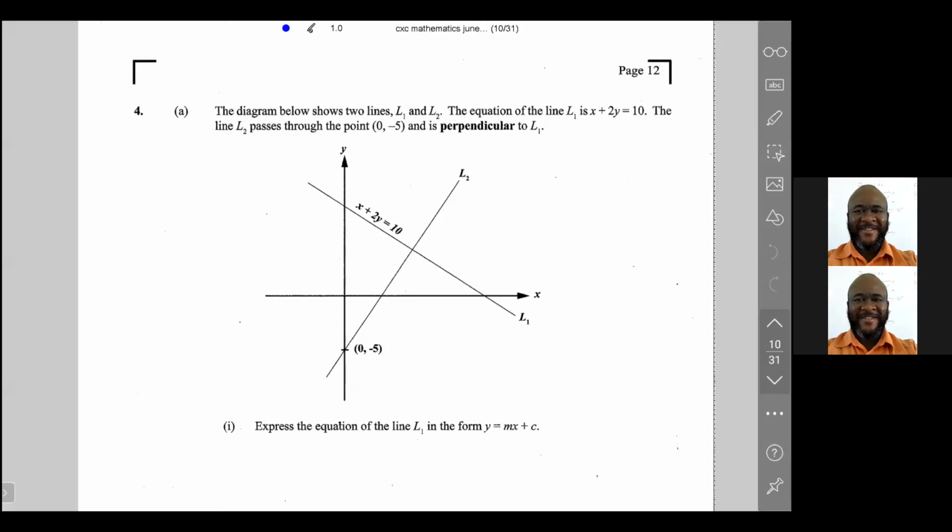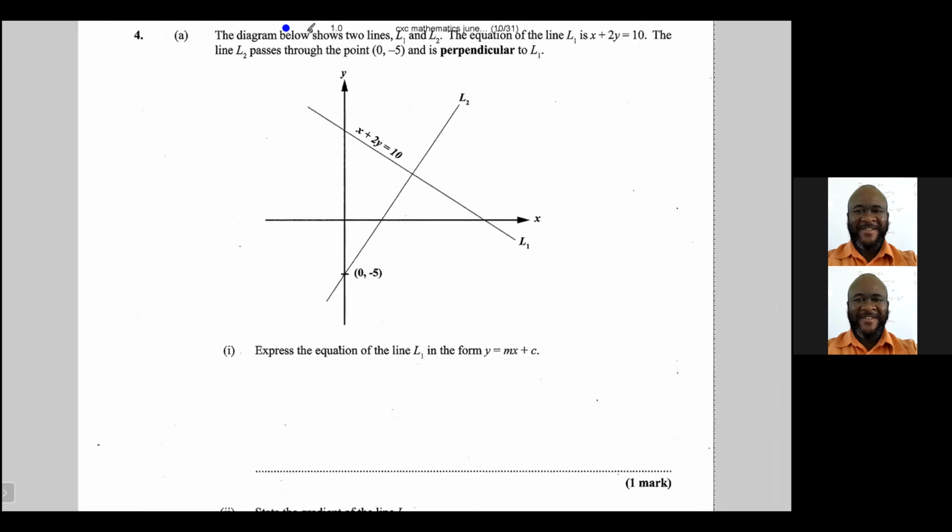All right, so July 2021, question number 4A says: the diagram below shows two lines, L1 and L2. The line L1 is x plus 2y is equal to 10. And line 2 passes through the point (0, -5), that would be the y-intercept, and is perpendicular to line 1. Express the equation of line 1 in the form y is equal to mx plus c.